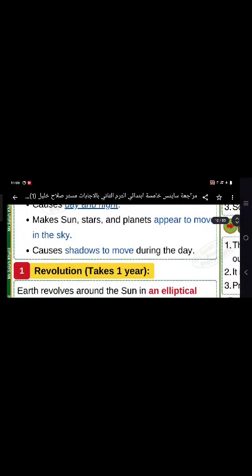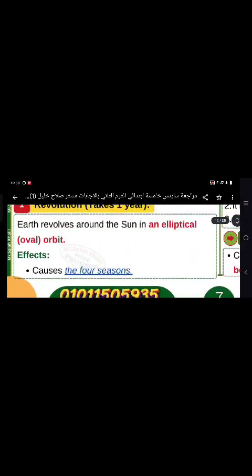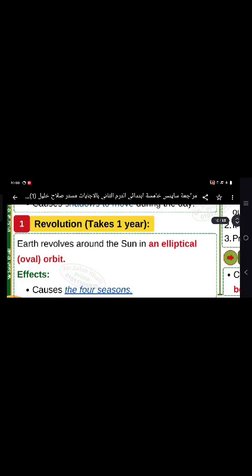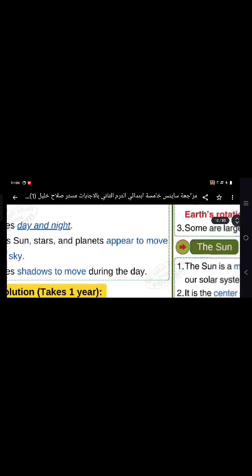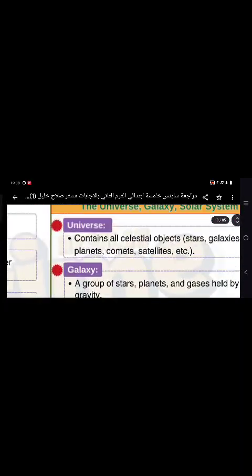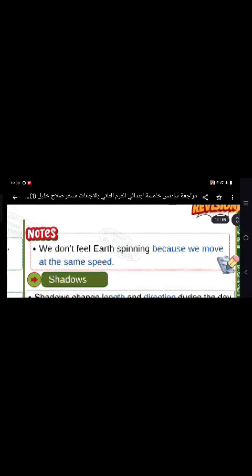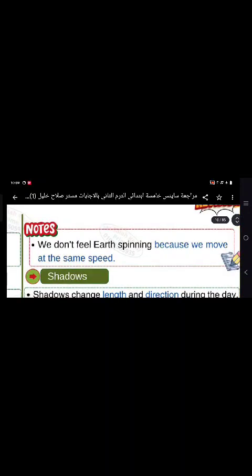Okay, so when the Earth revolves around the sun, this causes the four seasons: winter, summer, spring, and fall. And there is a specific note here. We don't feel the Earth spinning because we move at the same speed as the Earth.